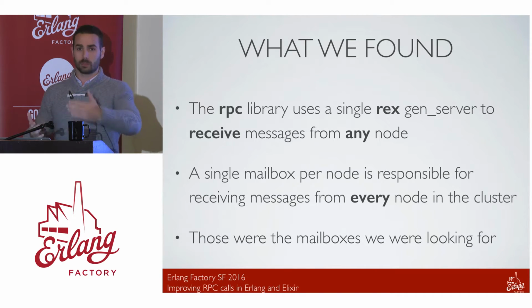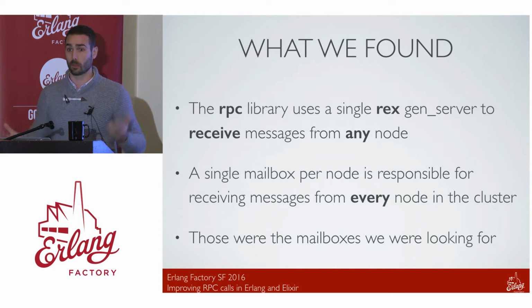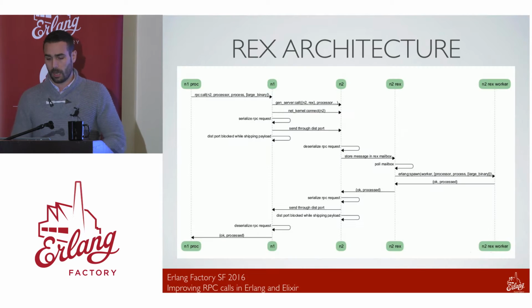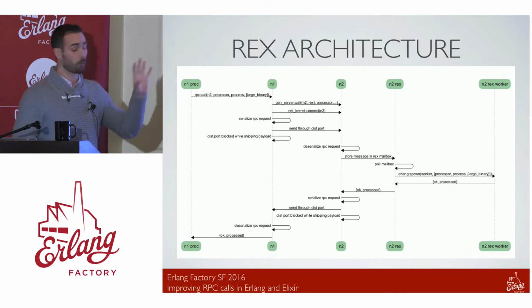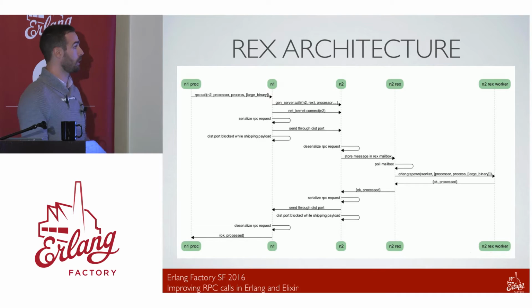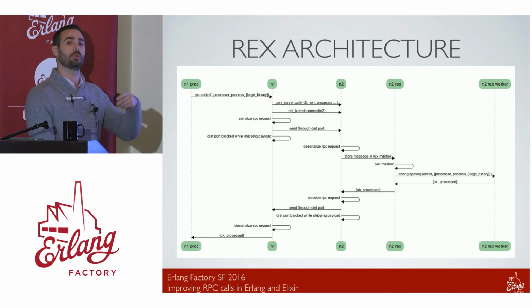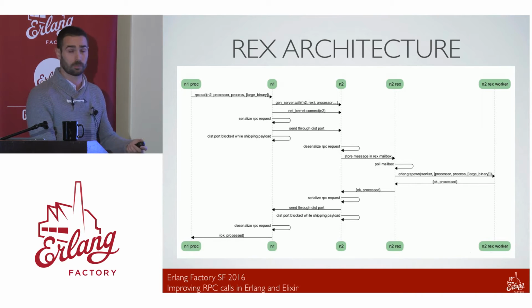So we started inspecting and tracing those mailboxes, and guess what? Those were the mailboxes we were looking for. Those were the mailboxes that were causing the out-of-memory issues and basically destroying our infrastructure. This is how Rex works. I'll go over it quickly. I'm presenting that to you so that you can compare it to the way GenRPC works.